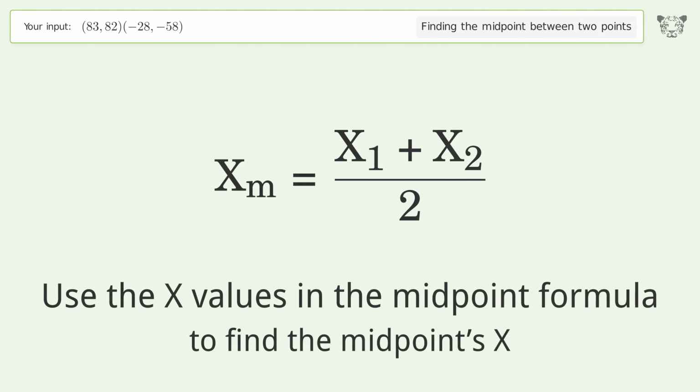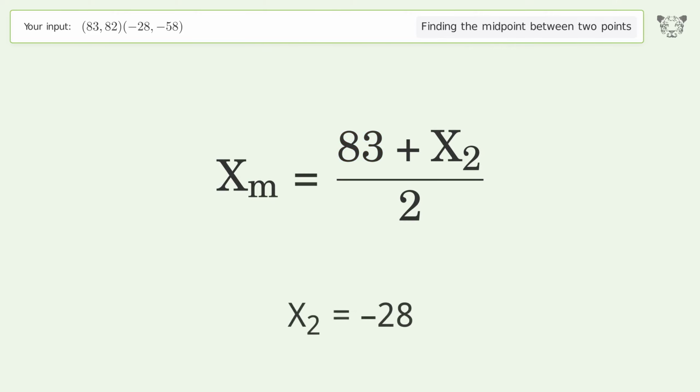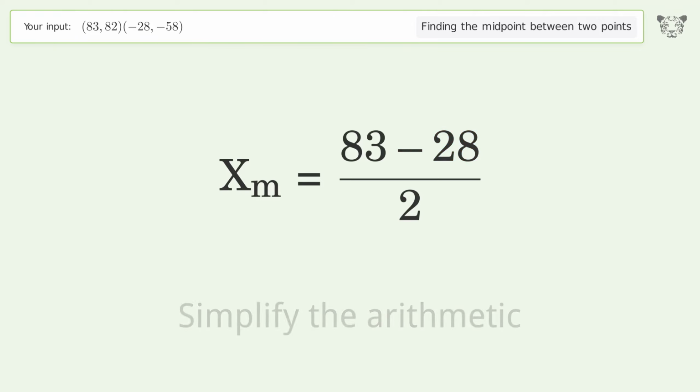Use the x values in the midpoint formula to find the midpoint's x. x1 equals 83. x2 equals negative 28. Simplify the arithmetic.